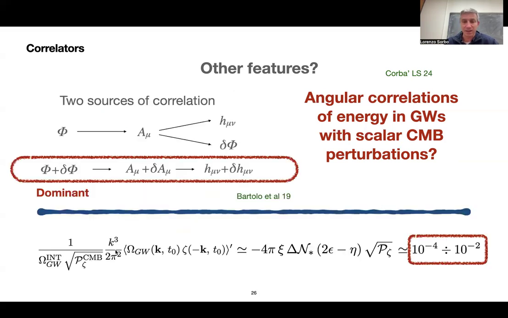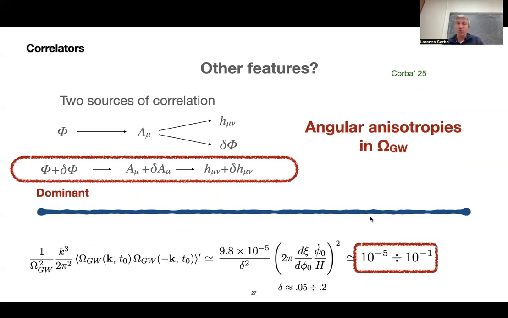Another thing, and these are the conclusions, is that the correlations can be relatively large. Another thing Sofia did on her own was to study the anisotropies of omega GW. So omega GW of X, omega GW of Y, and she discovered that in these models, these anisotropies can be very large, and so they might actually be detectable.